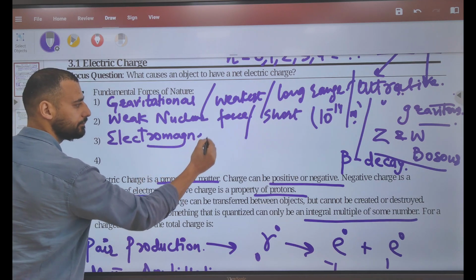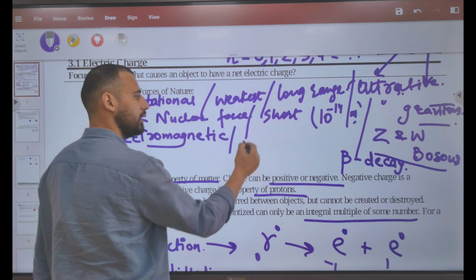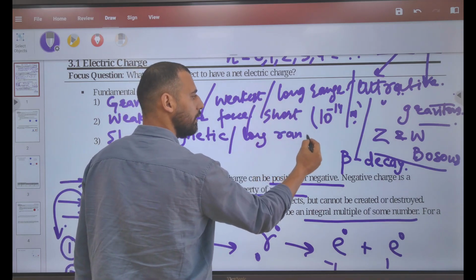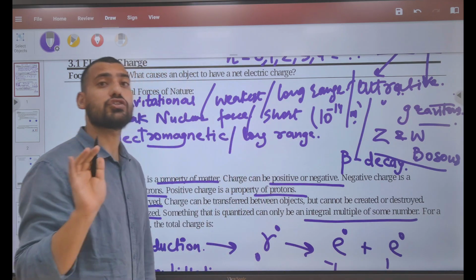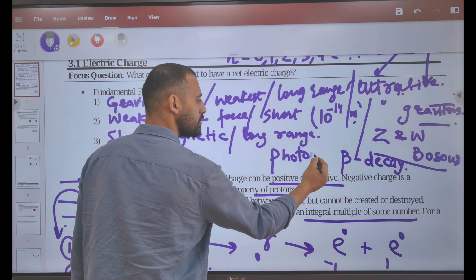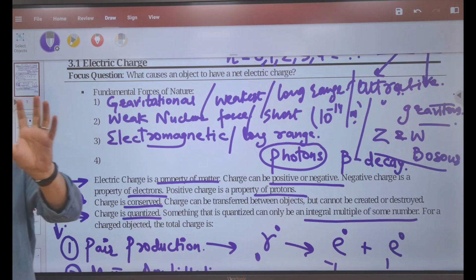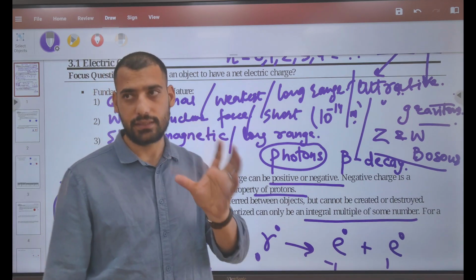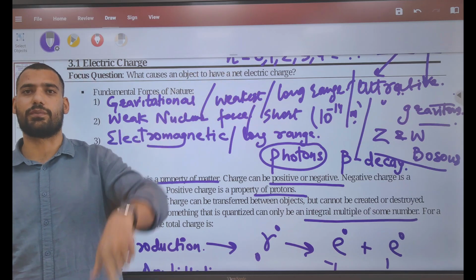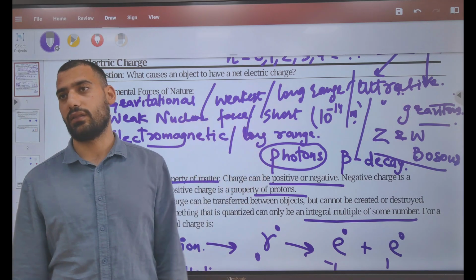Next, we talk about the electromagnetic forces. Now, electromagnetic forces are long-range forces. Not very long range, but just long range. These forces are because of the exchange of particles called photons. You know something about photons? They are the packets of energy of light. So it is because of these photons that electromagnetic forces operate. They are stronger than the weak nuclear force. They are long range as well.